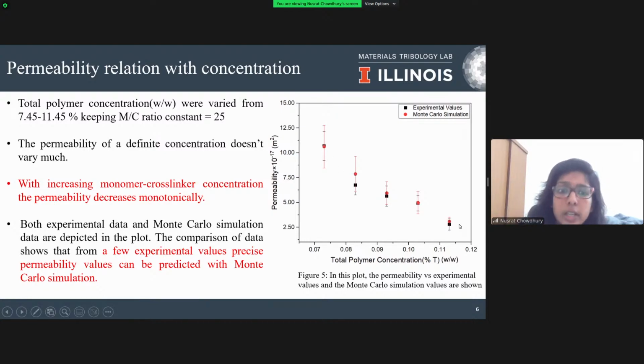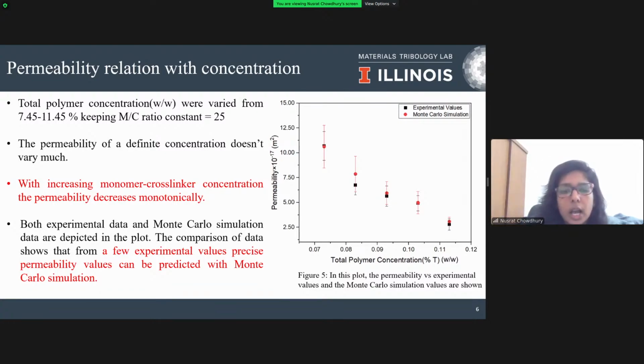Another takeaway of this graph is that with very few experimental values, we can get a more precise Multicolor simulation prediction and more precise permeability values. And we can also predict the permeability from the Multicolor simulation at concentrations different from the ones we tested.